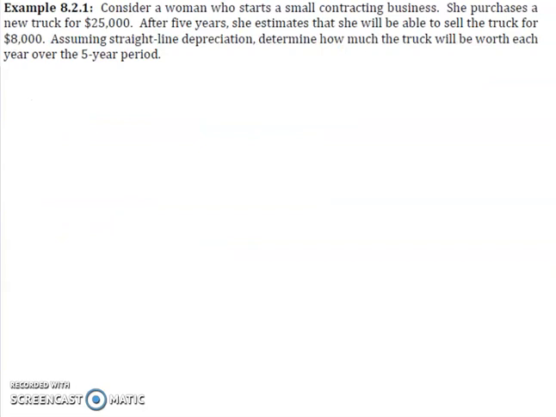Here's an example where we're going to go ahead and write out the first few terms in an arithmetic sequence. So we're going to consider a woman who starts a small contracting business. She purchases a new truck for $25,000. So I'm going to go ahead and start with that $25,000. After 5 years, she estimates that she's going to sell the truck for $8,000. Assuming straight line depreciation, determine how much the truck will be worth each year over that 5-year period.